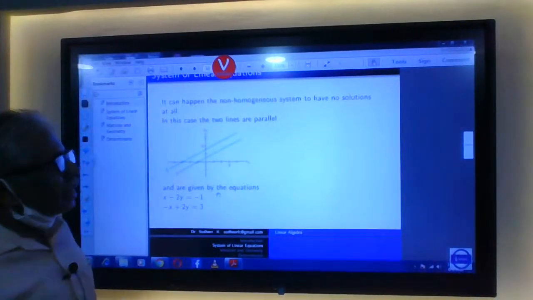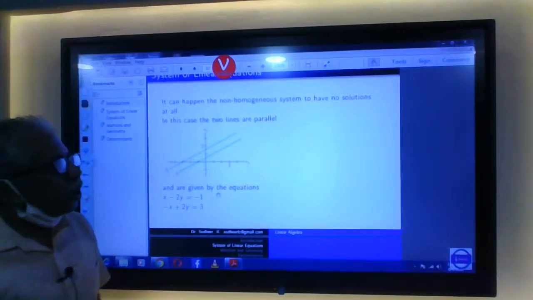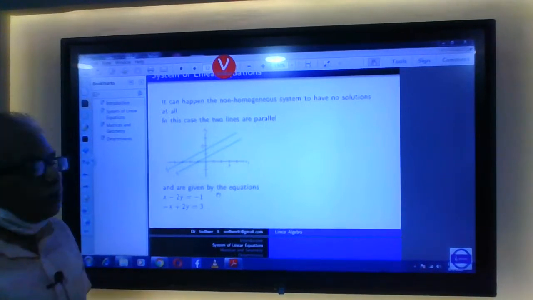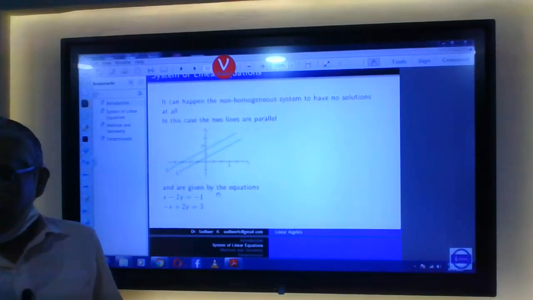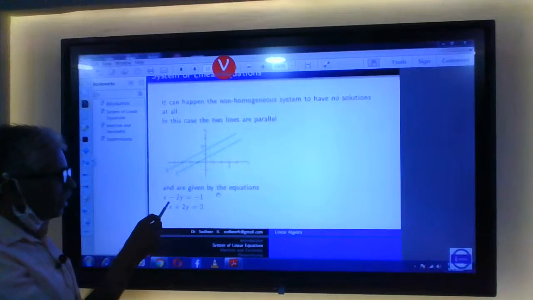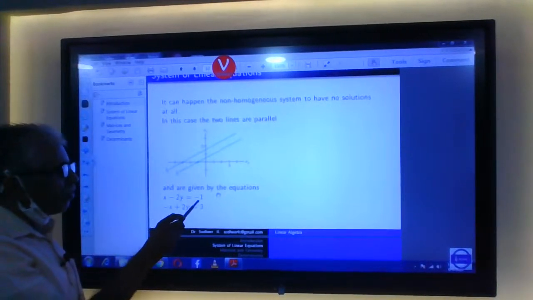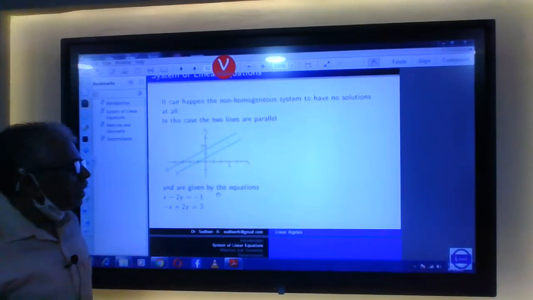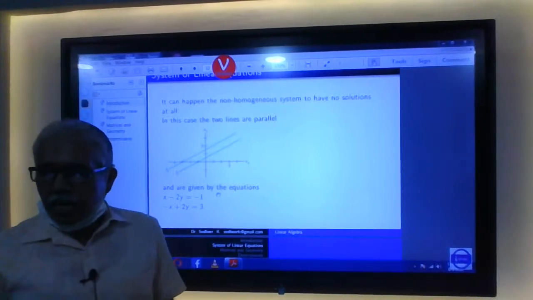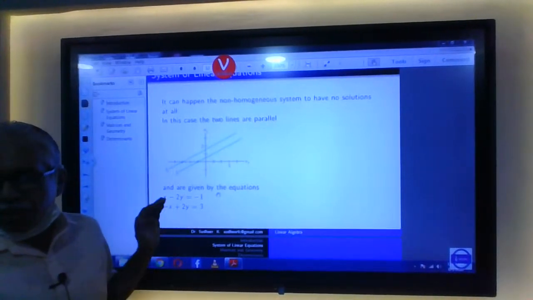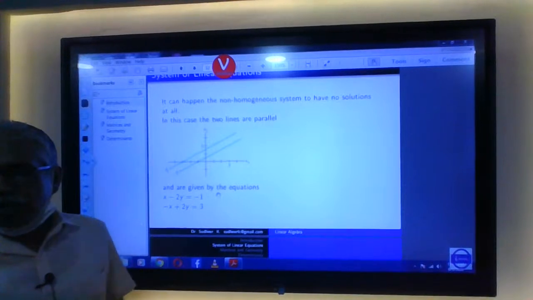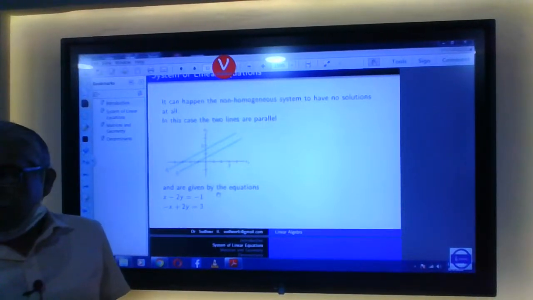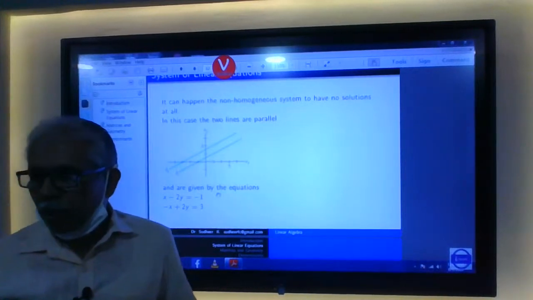Now, it can happen that the non-homogeneous system has no solutions at all. Consider the system x minus 2y equals minus 1 and minus x plus 2y equals 3. As before, if you draw the graph of these two equations, you will get two parallel lines. Parallel lines cannot have a common point.